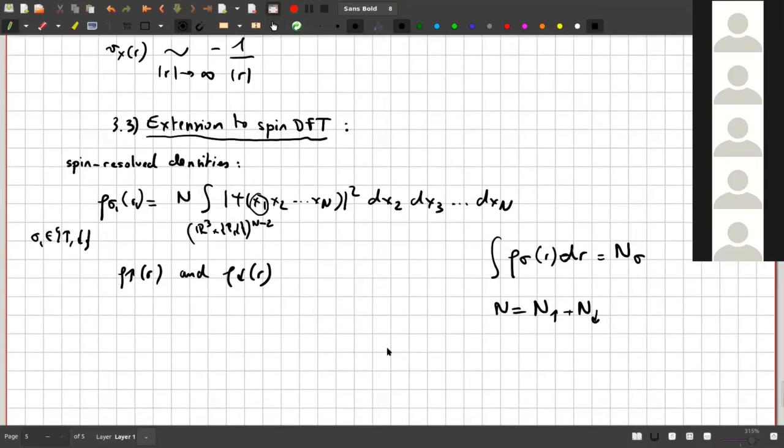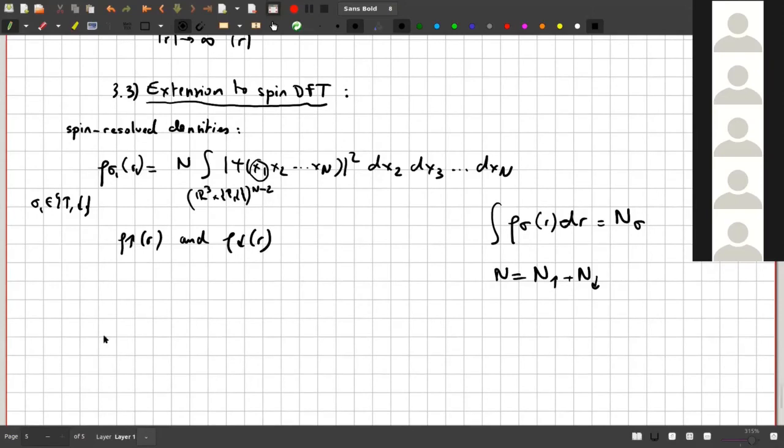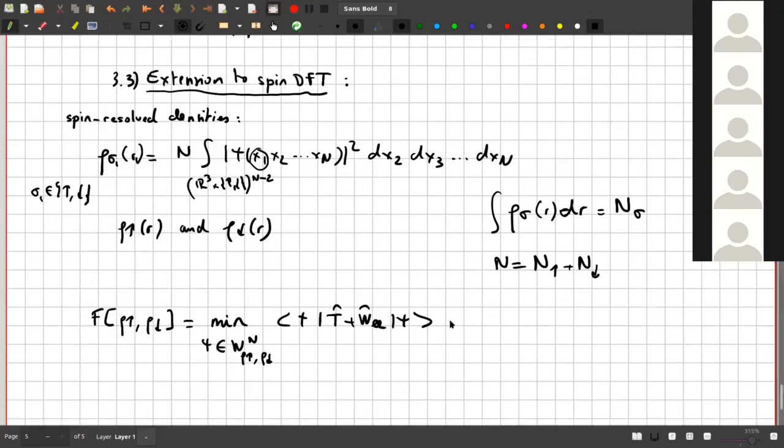So how do we formulate this spin DFT? Well, we are going to define the universal functional, but now depending on rho up and rho down. And this will be defined as follows. So we minimize over wave functions belonging to the wave function space, but now with a fixed rho up and a fixed rho down. And we minimize the same expression. Okay, so now we have two constraints. And the minimizing wave function, I will call it psi of rho up, rho down.